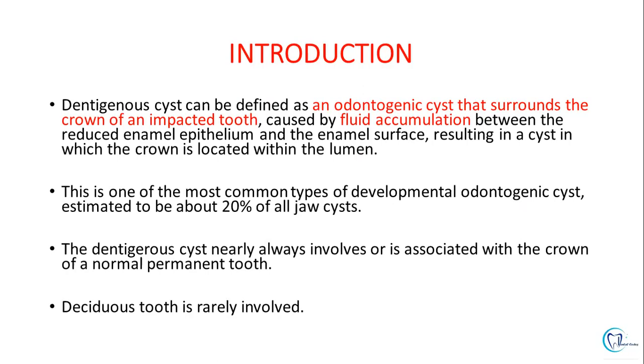Among all the developmental odontogenic cysts, it is the most common type, and it accounts for about 20% of all jaw cysts. It is usually always associated with the crown of permanent teeth. Deciduous tooth involvement is rare.